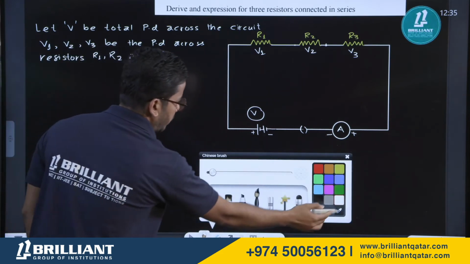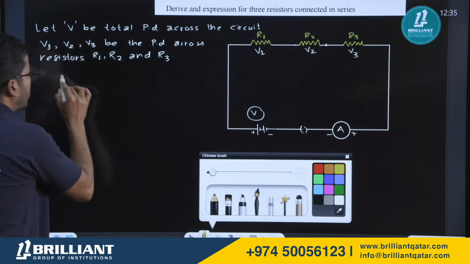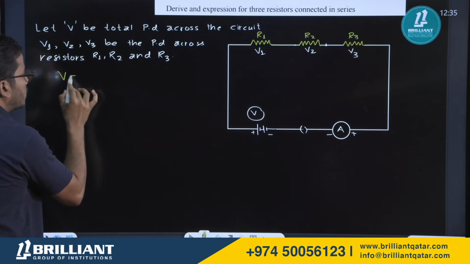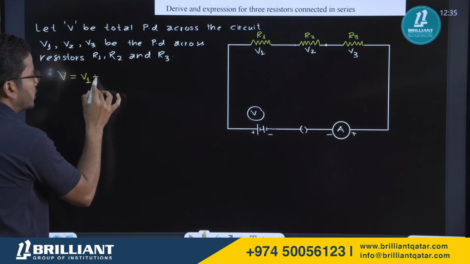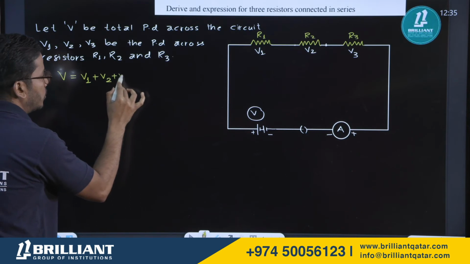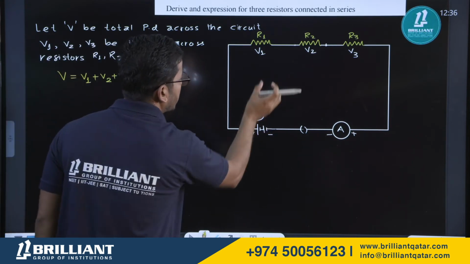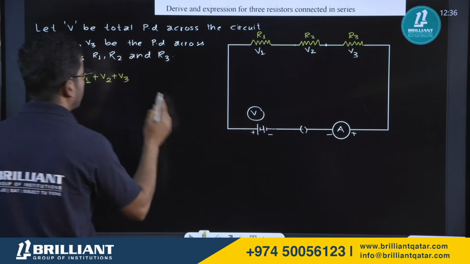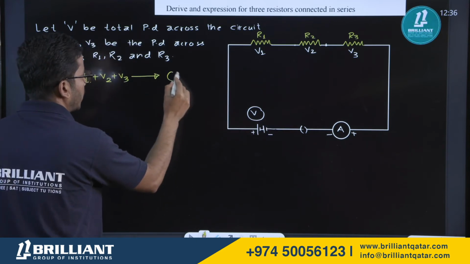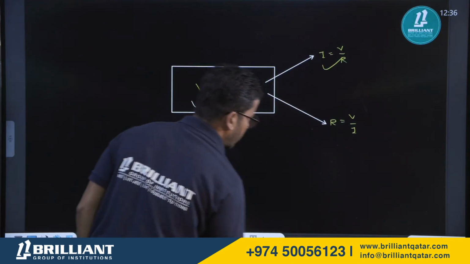Next, here is one specific point you need to see: the total potential difference will be equal to the sum of the individual potential differences. What I am telling you is that the total potential difference equals the sum of the individual potential differences. I will take this as equation number 1. So let me have a look.